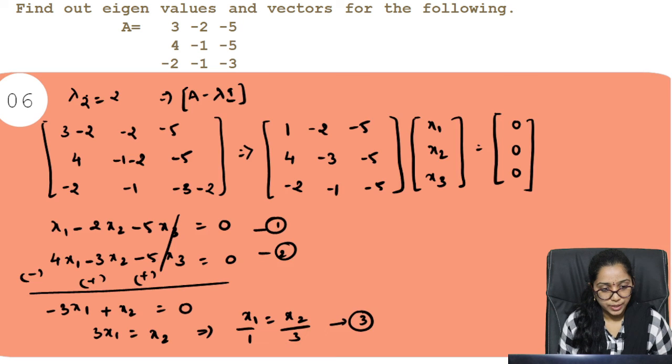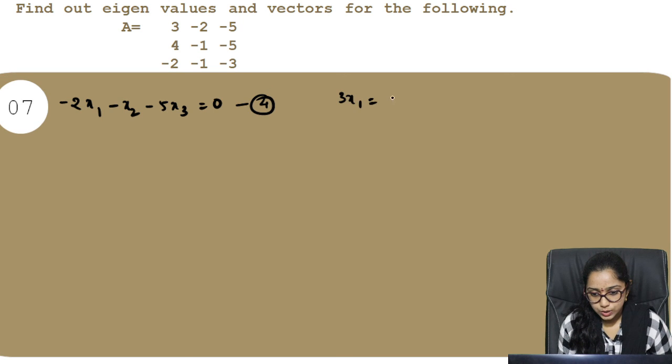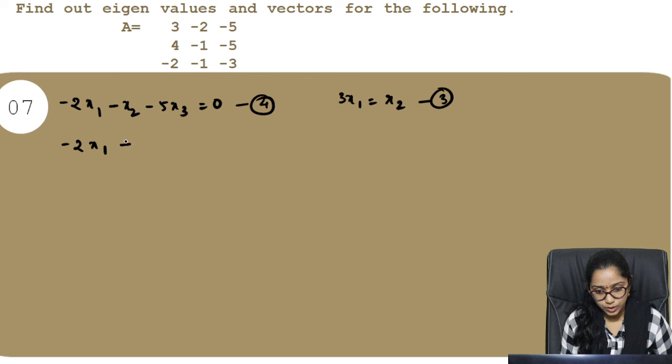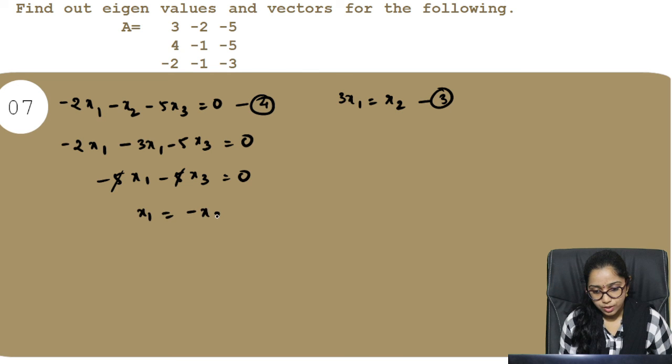And by equation 3, 3x1 is equal to x2, right? Now by substituting this in place of x2, the resultant will be minus 2x1 minus 3x1 minus 5x3 is equal to 0. Then minus 5x1 minus 5x3 is equal to 0. Then this will get cancelled. So x1 is equal to minus x3, which implies x1 by 1 is equal to x3 by minus 1. This will be equation 5.